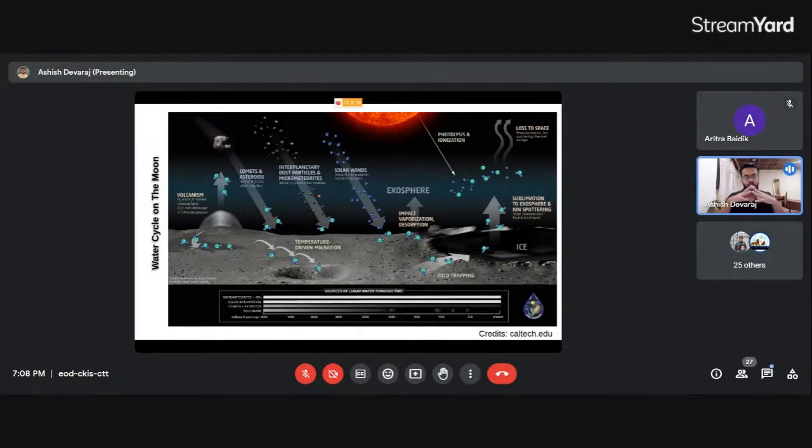And one of the sources is very much inherent to the moon itself, because earlier in the history of the moon there was volcanic activity. You know, when you look at the moon in the night sky and you see the black patches there, right?